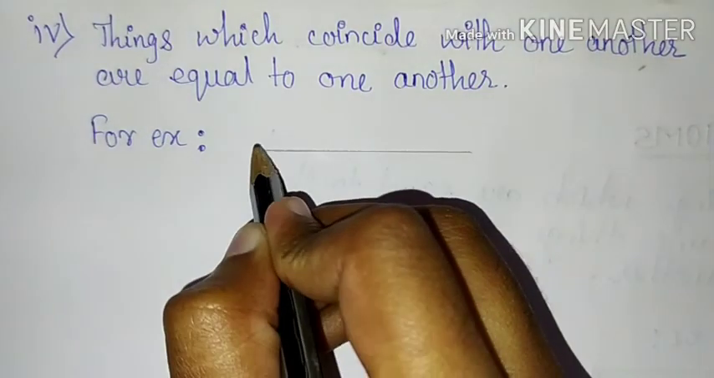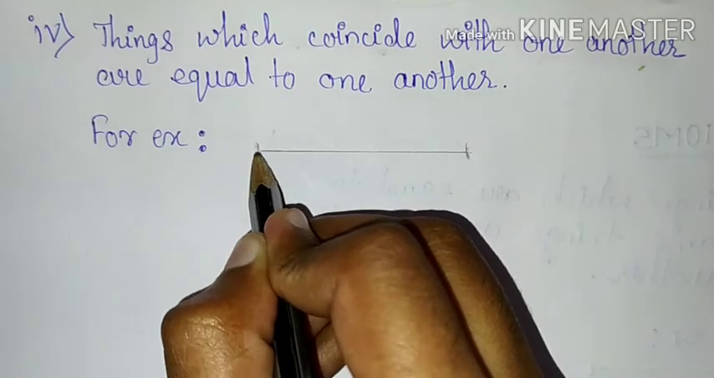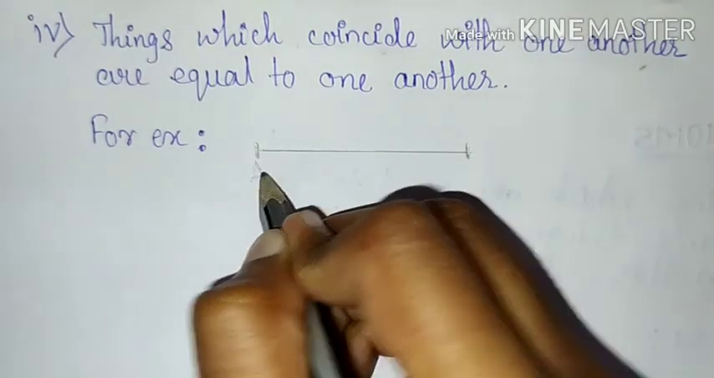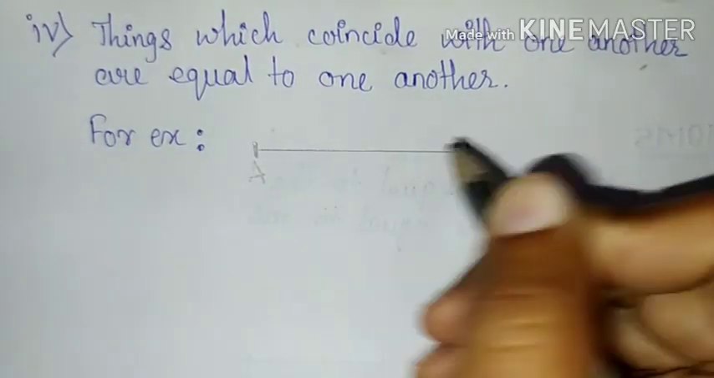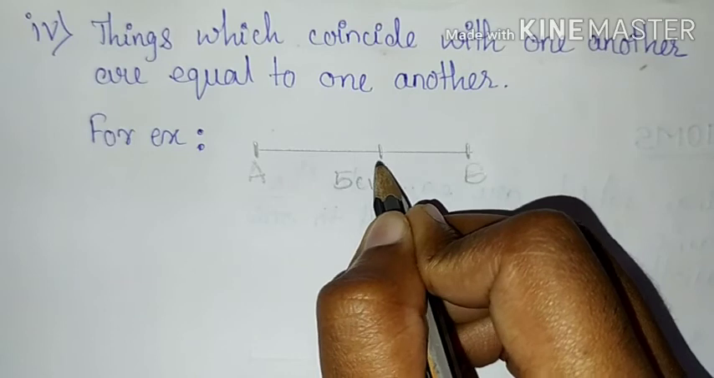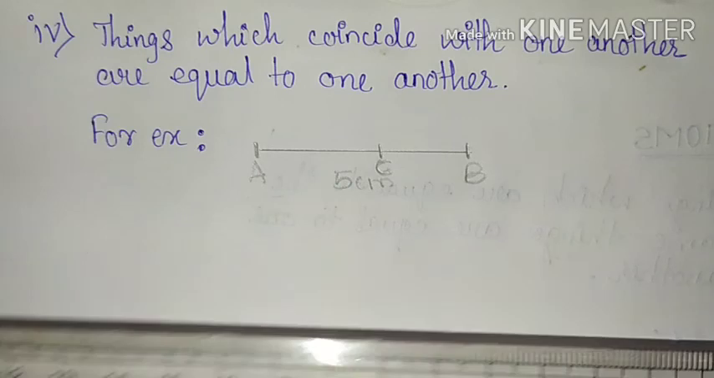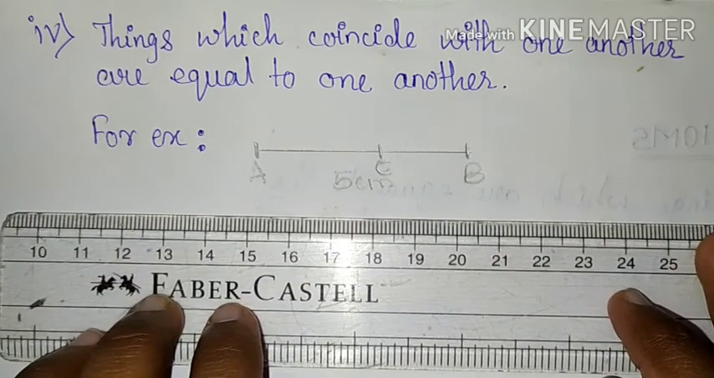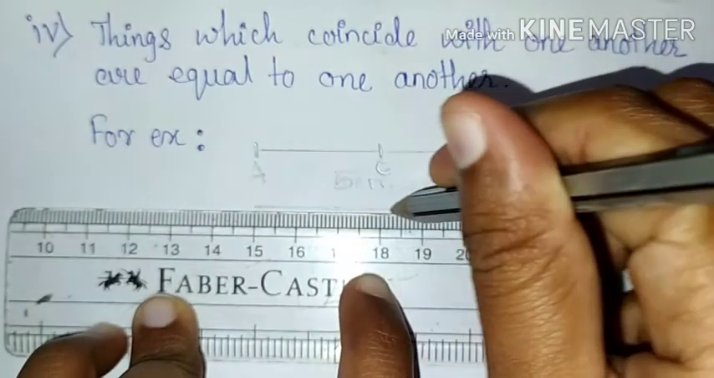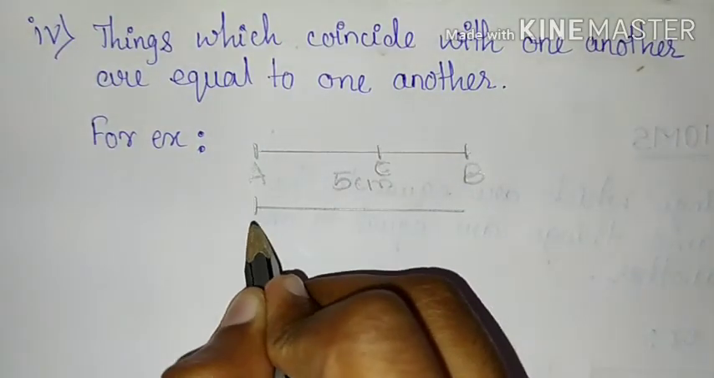This is a line segment of 5 centimeters. Whenever you draw a line segment, it is necessary that you draw the end points to it. Consider a line segment AB which is of length 5 centimeters and C be a point which lies between A and B. Similarly, consider another line segment DE.